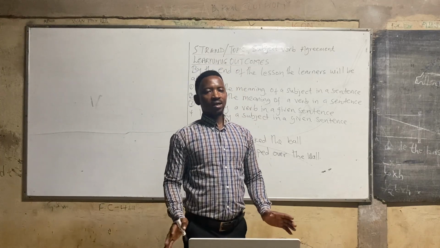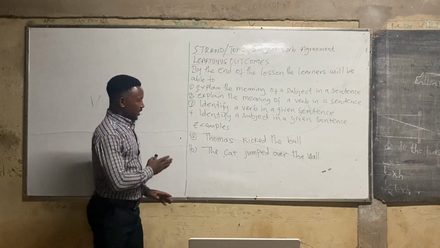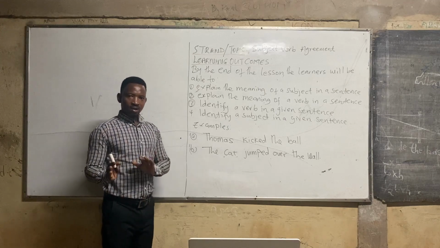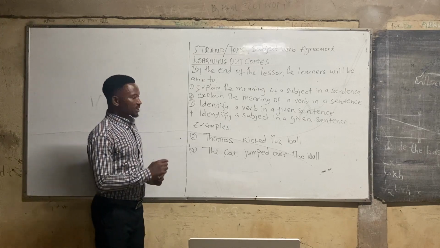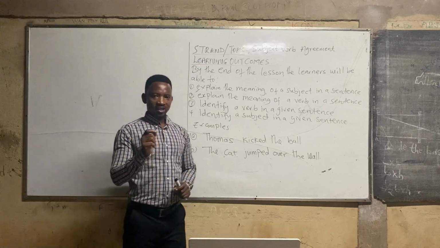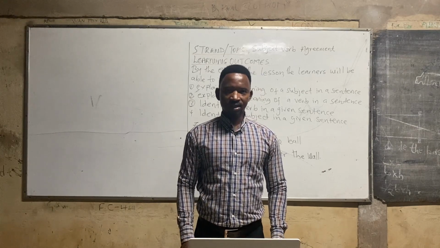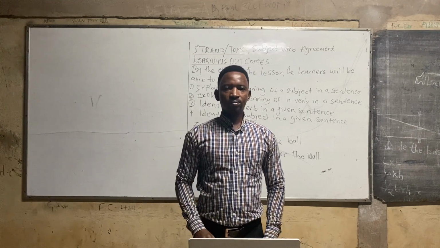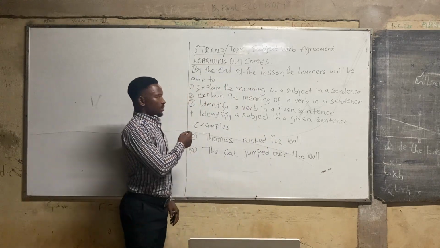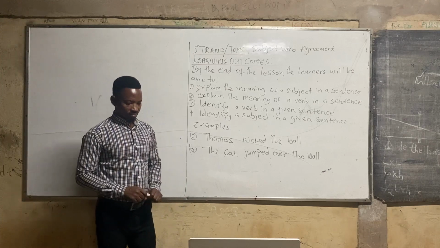What are our learning outcomes? Or what do we seek to achieve at the end of this lesson? By the end of this lesson, the learners will be able to: 1, explain the meaning of a subject in a sentence. 2, explain the meaning of a verb in a sentence.